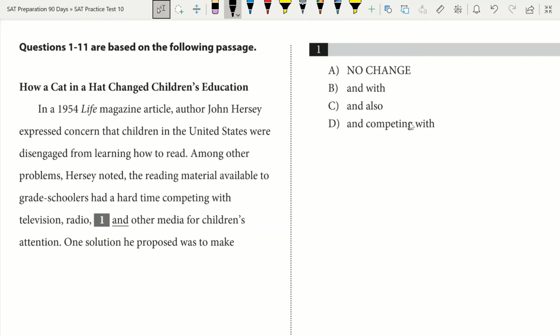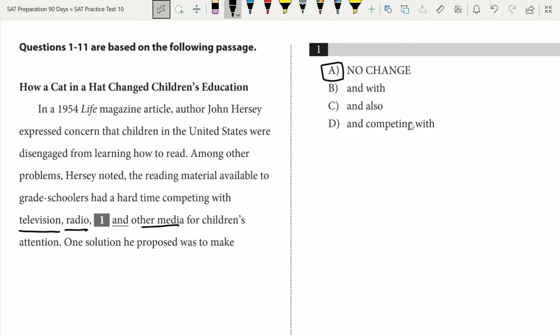Okay, this one right here is just checking to make sure that we understand that we should avoid redundancy and avoid repetition. Correct answer here is A. Okay, there's nothing wrong with this sentence. Obviously, that's what we would do for a list. I talked about it in one of my SAT writing tip videos, and maybe in day 1 or 2, I'm not sure. But we have television, radio, and other media. Okay, that's a list of 3 things.